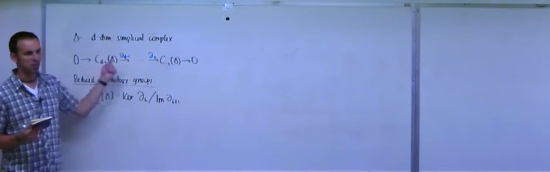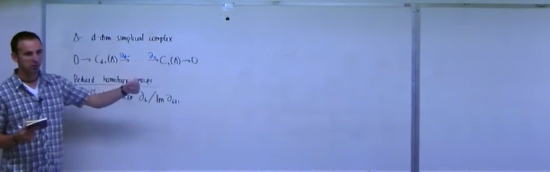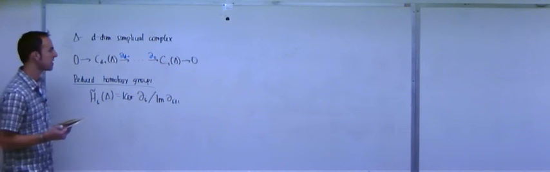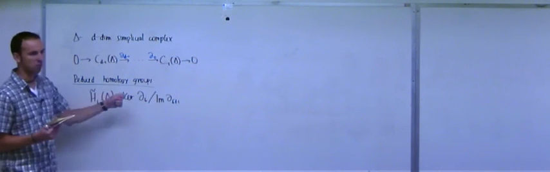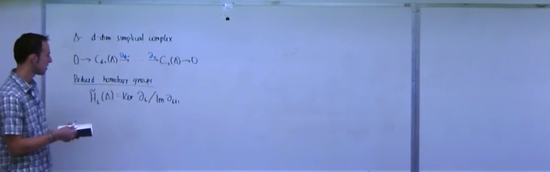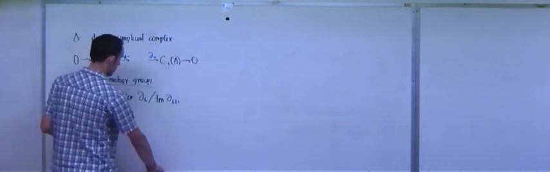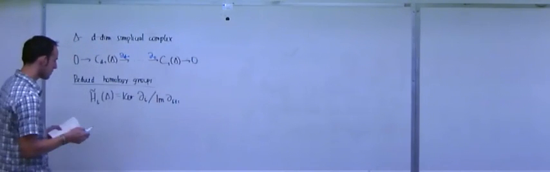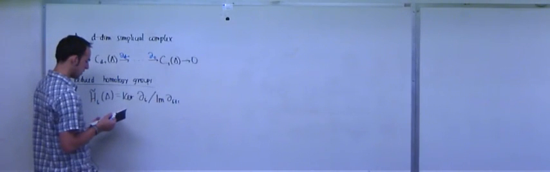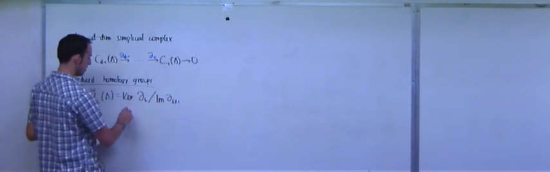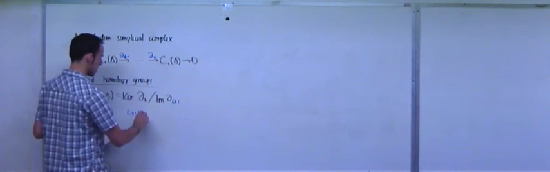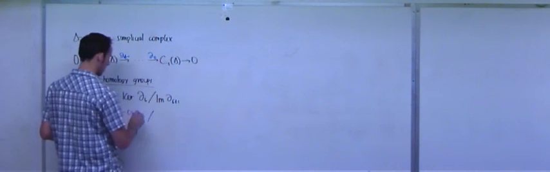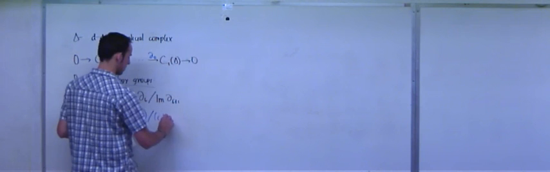We showed that the composition of a boundary map and the next one is 0, which means that this is a chain complex, and therefore we have these homology groups, Hi of delta, which is the kernel of delta i mod the image of delta i plus 1. And we said that basically the way we wanted to think about this is that this was kind of like taking these i-cycles and modding out by the i-boundaries.